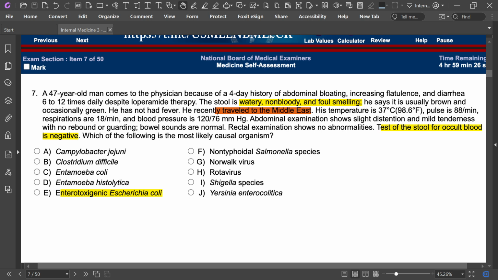ETEC, enterotoxigenic E. coli, because the rest of the causes are usually bloody or some sort of watery diarrhea. So with a traveling history, the most common cause is ETEC.